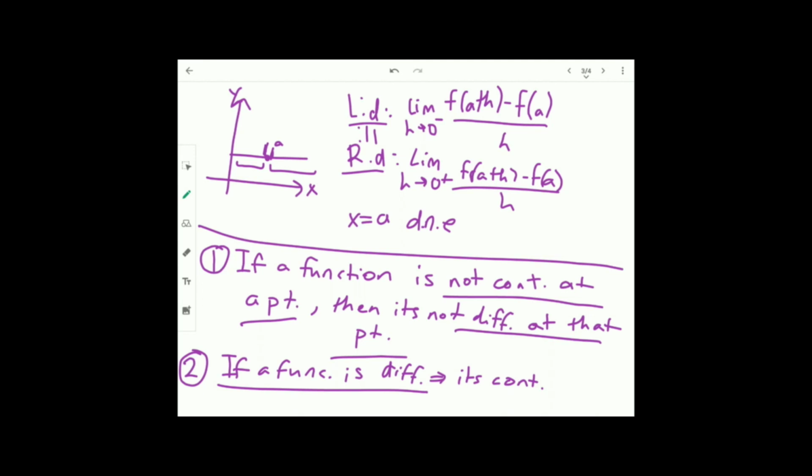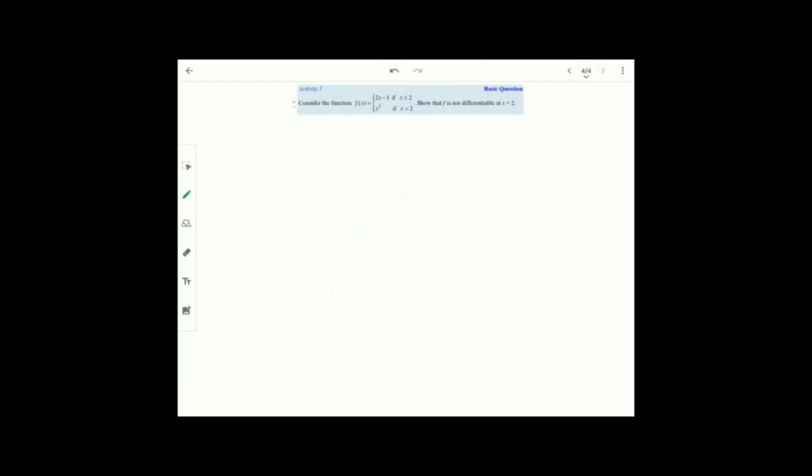Now, to see if you guys understood what I said, let's do a quick application with activity 3. I'll give you guys a few seconds. Okay, let's check it together. Activity 3 says, consider the function f of x equals 2x minus 1 if x is less than or equal to 2, x squared if x is greater than 2. Show that f is not differentiable at x equals 2.